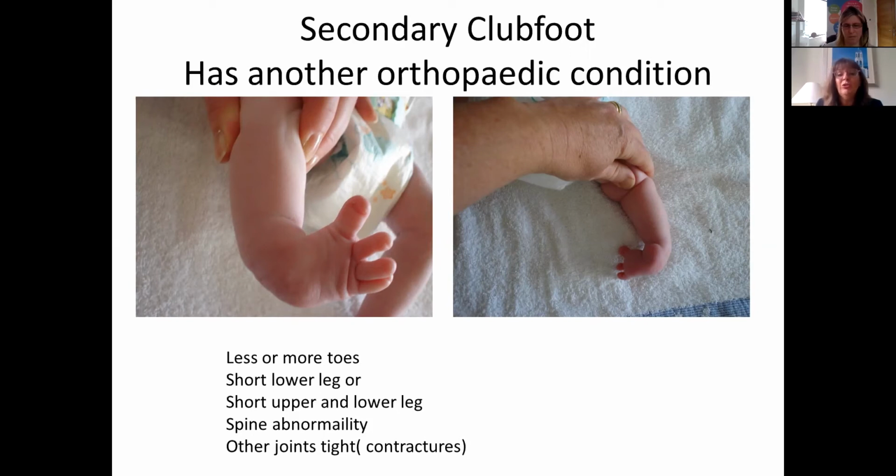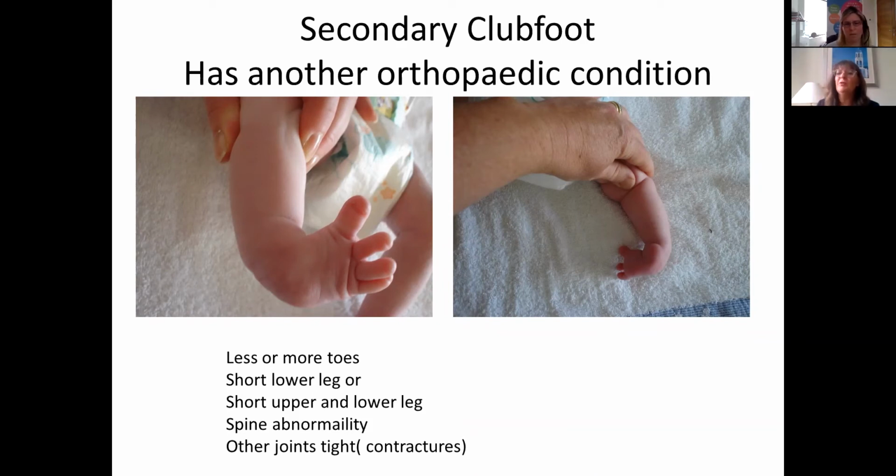They may be short in the lower leg, or they may be short in both the upper and lower leg. So these are called limb deficiencies. This is where the whole limb is affected. Or there may be a spinal abnormality that is not to do with the fewer toes, but is creating a foot that looks like a clubfoot. And in a child like this, you'd definitely be looking to see whether there were other joint contractures. So other joints that are tight. Maybe they've got elbow or wrist or knee contractures or dislocated hips. You'd be looking for other contractures.